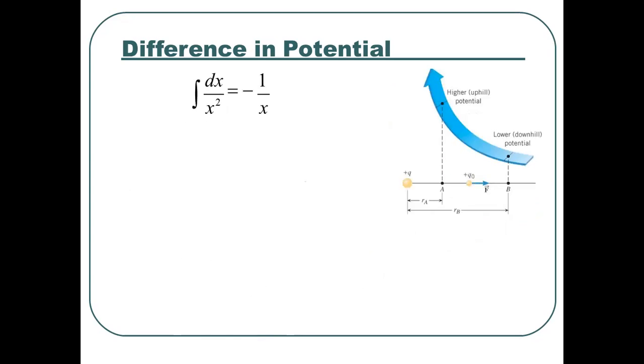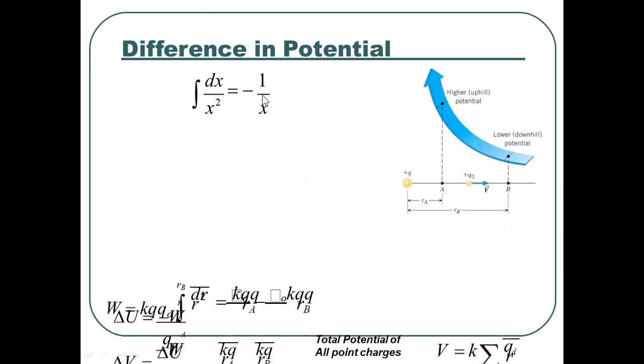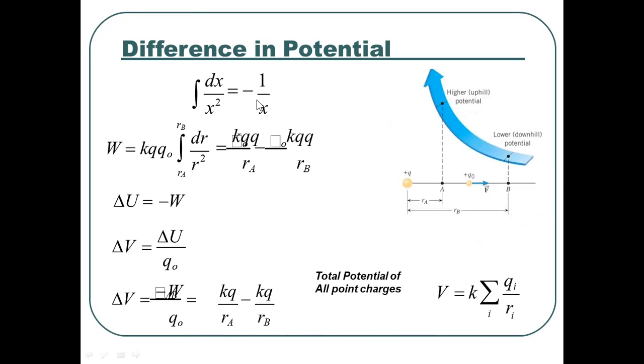Further simplifying the formula, we're going to apply the power formula: dx over x squared is equal to negative 1 over x. If we apply this to the formula of work for your electric charges, further simplifying gives us the following.